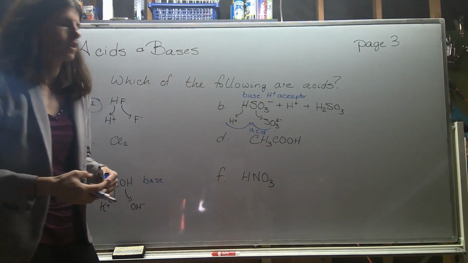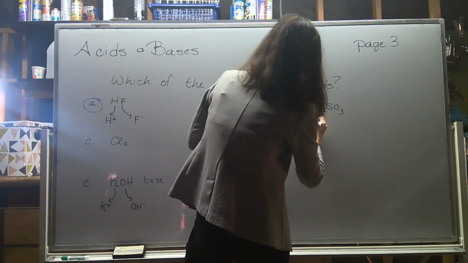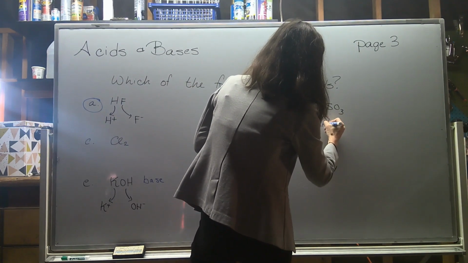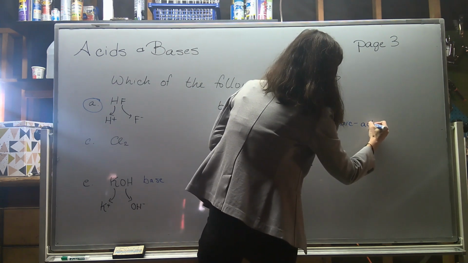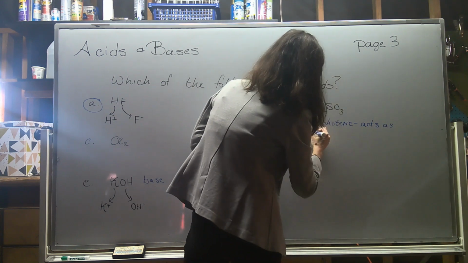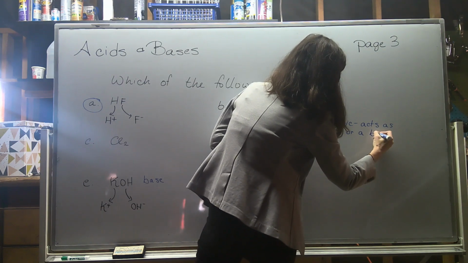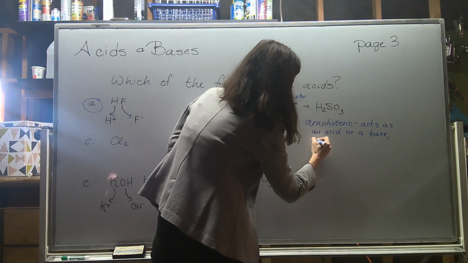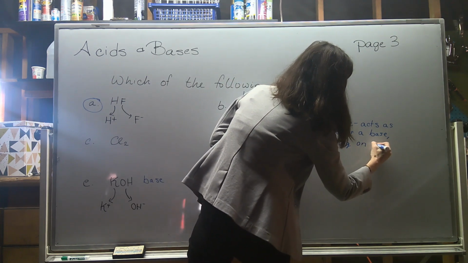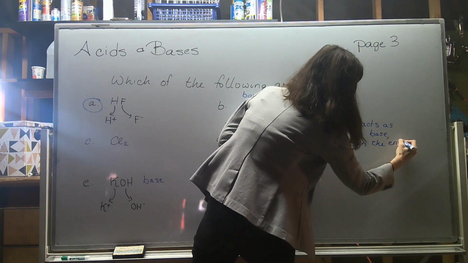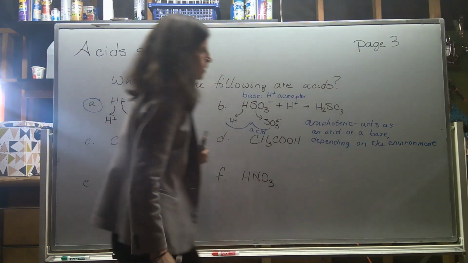There's a bunch of species out there that can act as an acid or a base. So those are known as amphoteric species. So that's something that acts as an acid or a base. It just depends on the environment. So be on the lookout for those.